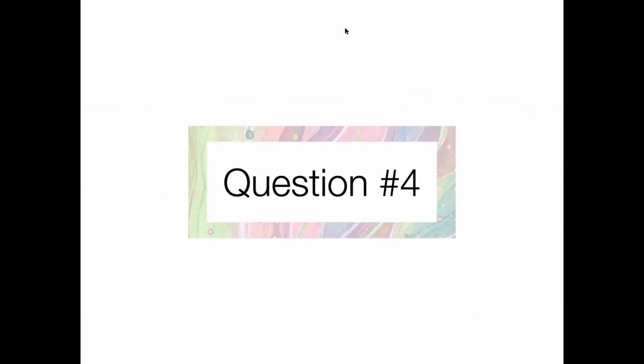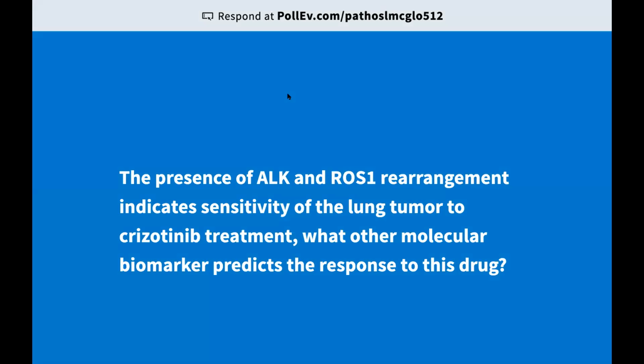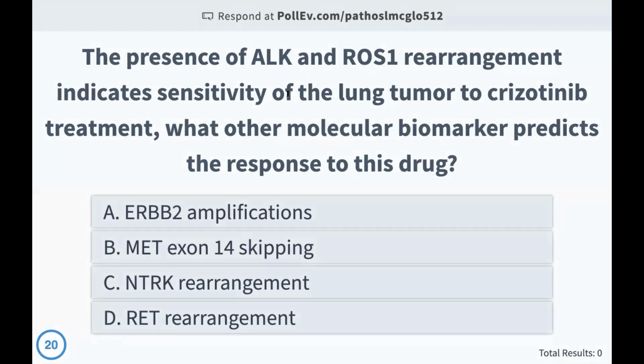So let's go to question number 4. The presence of ALK and ROS1 rearrangement indicates sensitivity of lung tumor to crizotinib treatment. What other molecular biomarker predicts the response to this drug? Is it A, ERBB2 amplifications, B, MET exon 14 skipping, C, NTRK rearrangement, or D, RET rearrangement?